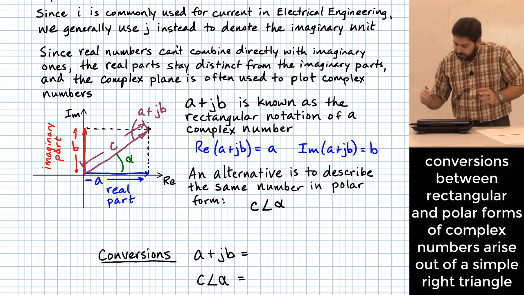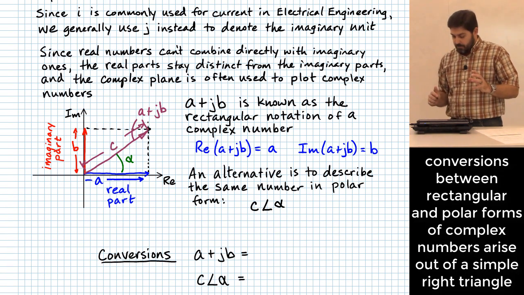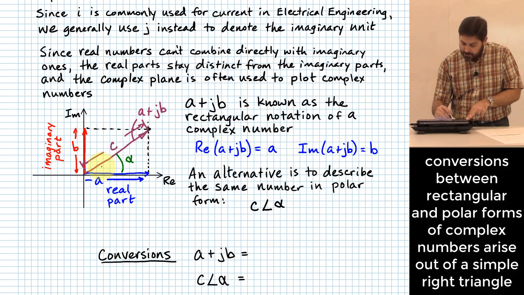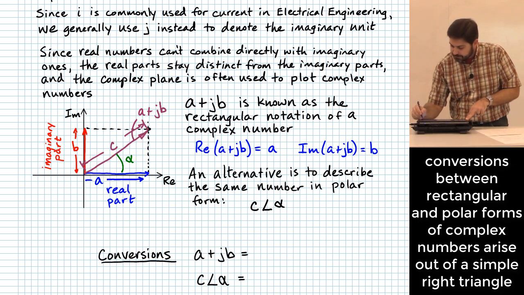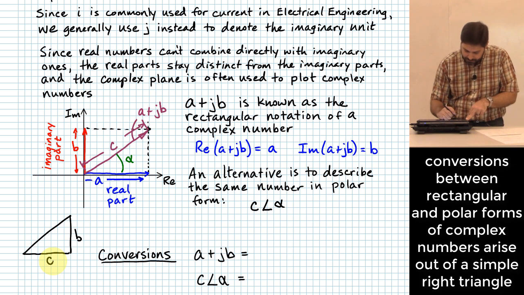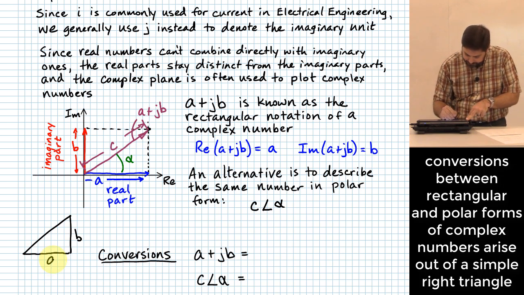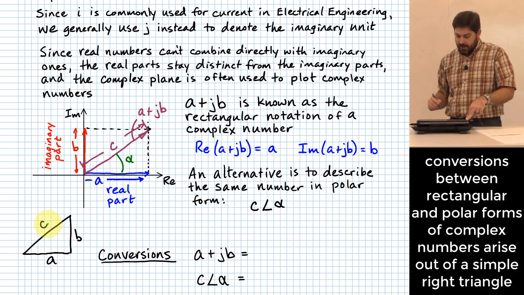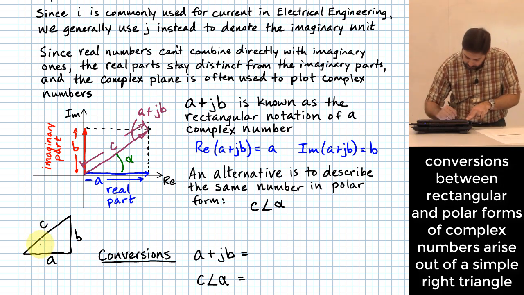Let's first look at a little bit of geometry here. We have a couple of conversions that we can do based on the idea that we just built a little right triangle over here. We built a little right triangle that has a height of B. It has a run over here of A, and it has a hypotenuse of C. It also has an angle right here of alpha.